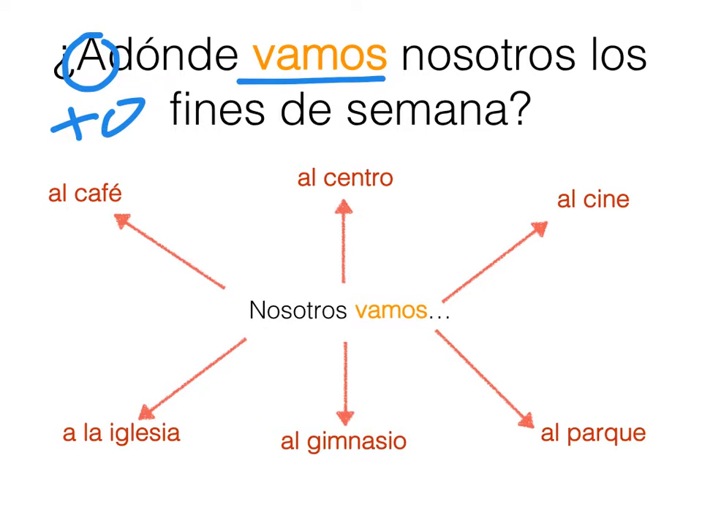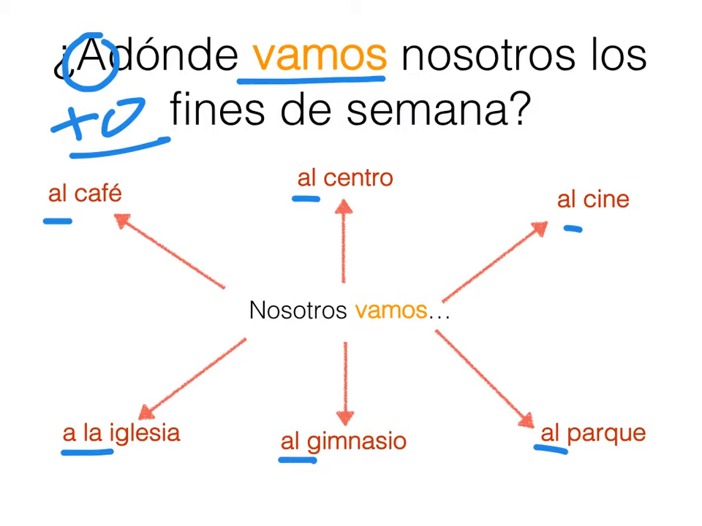So that's why ir is always combined with a. Because it's the same as the preposition to. Not the number 2, the preposition to. Ir always needs a after it or before it with this question, which is why we have al café, al centro, al cine, al parque, al gimnasio, and then a la iglesia. Why is it a la iglesia, not al iglesia? Because iglesia is feminine, like playa or casa, okay?